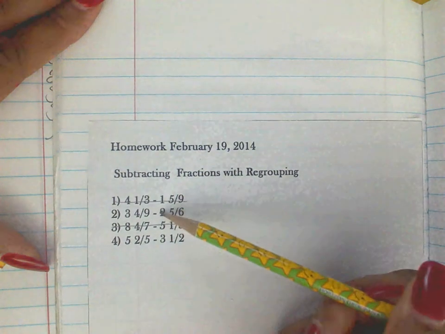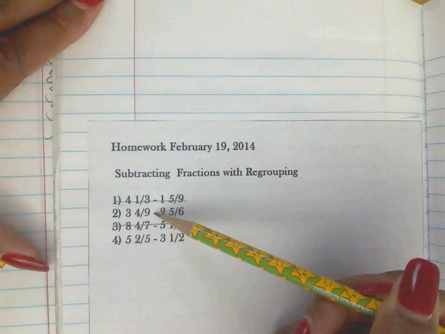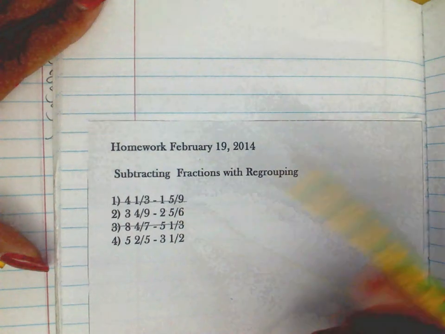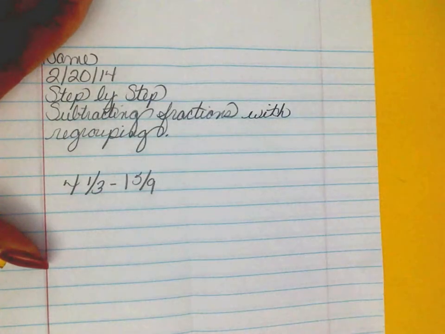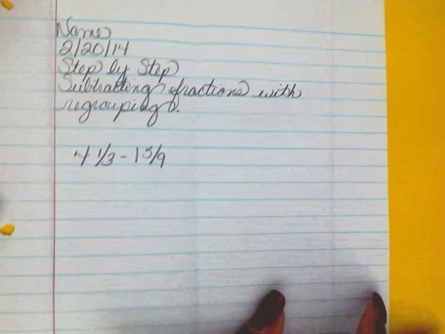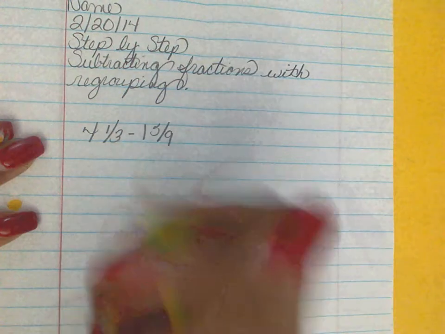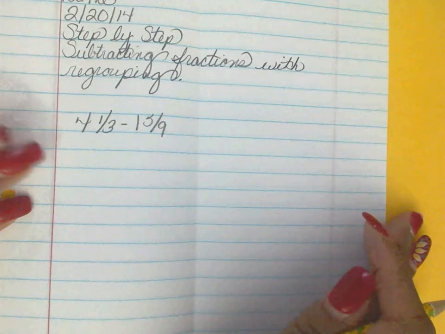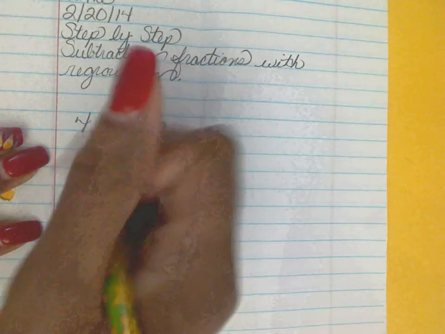Do either 2 or 4. If you did 2 in class, you would do 4. If you did 4 in class, you would do 2. Now, here we go. We will write the first step. When you're paraphrasing, or when you're learning these steps, make sure you put the important information in it.